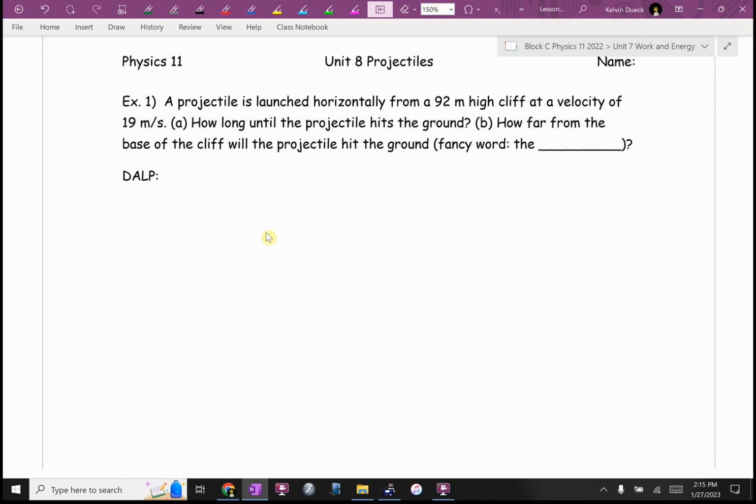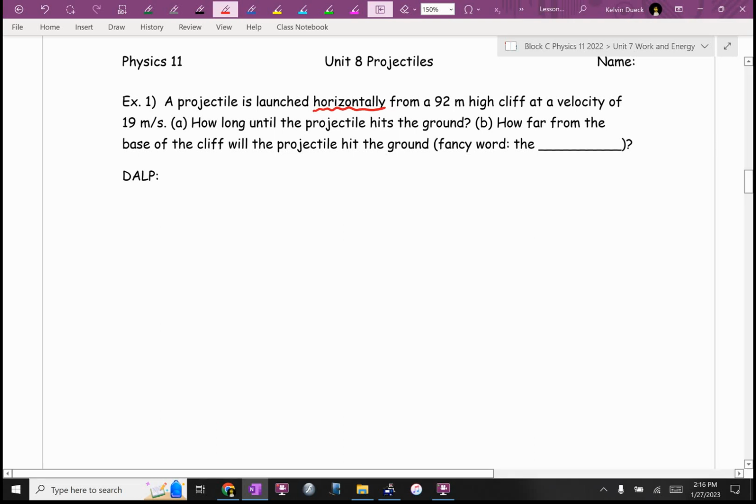It says this: a projectile is launched horizontally. I'm going to underline the phrase horizontally. From a 92 meter high cliff at a velocity of 19 meters per second. A says how long until the projectile hits the ground. B asks how far from the base of the cliff will a projectile hit the ground.